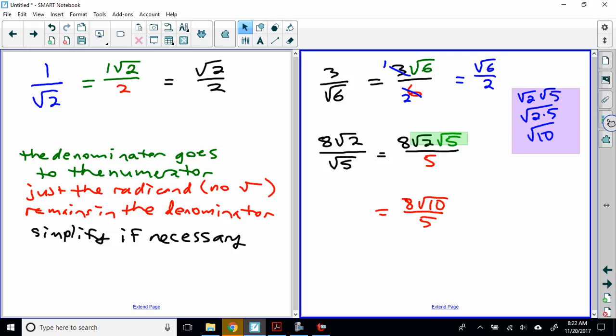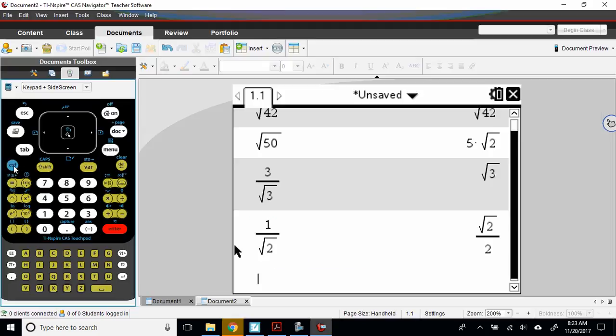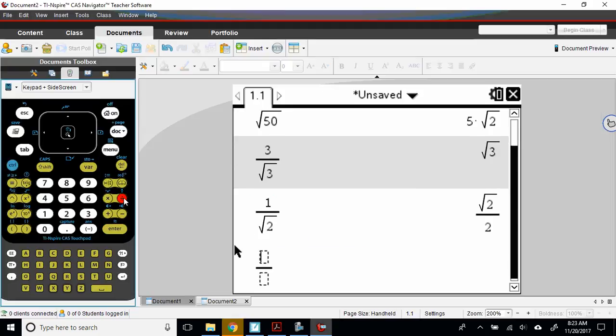And there's nothing else to simplify here, right? Because 10 doesn't have any perfect square factors. 8 and 5 can't cross cancel. So just to confirm that on my Inspire, I can do 8 rad 2 over 5.